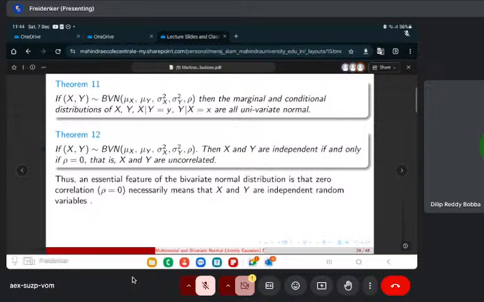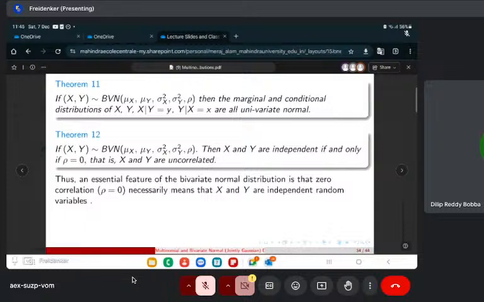So if rho is 0, it means x and y do not have a linear relationship. But it doesn't mean they're independent because there could be a non-linear relationship, right? When I say y is equal to x square, in that case x and y have a non-linear relationship, but they have no linear relationship. In that case, rho is 0, but it doesn't mean x and y are independent. They are just uncorrelated. So if rho is 0, it means uncorrelated. If rho is non-zero, they're correlated. But here, theorem 12 is stating that x and y are independent if and only if rho is 0.